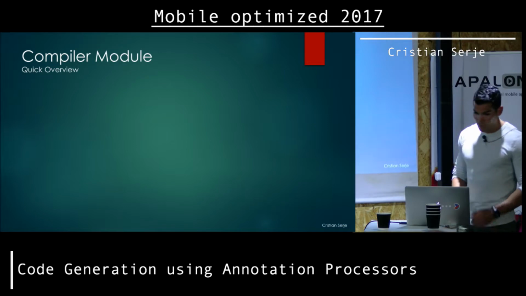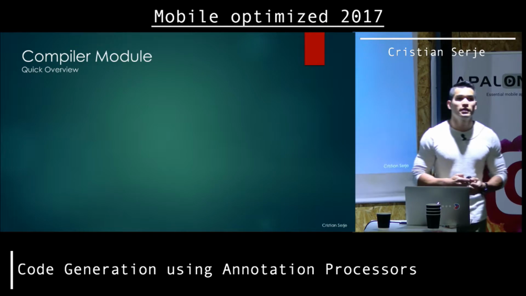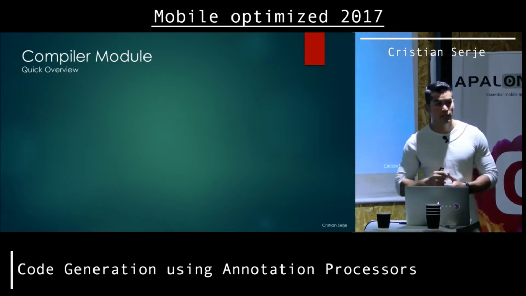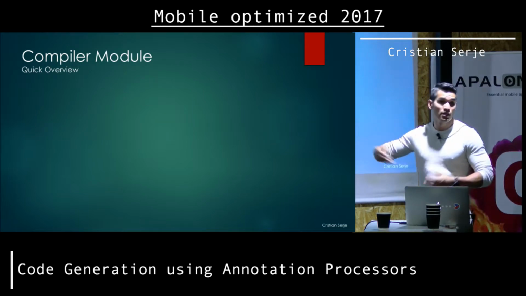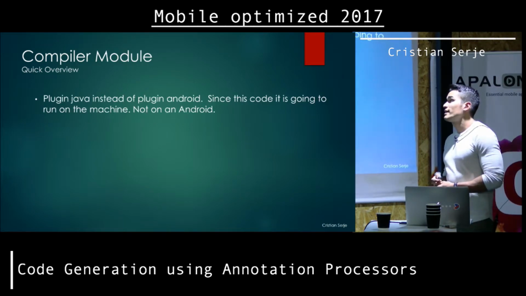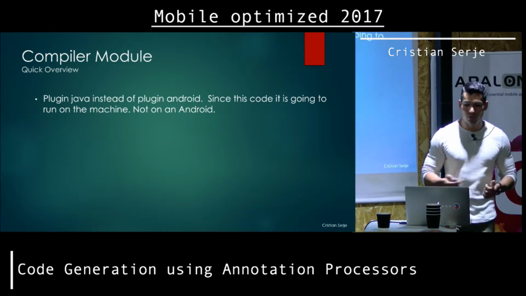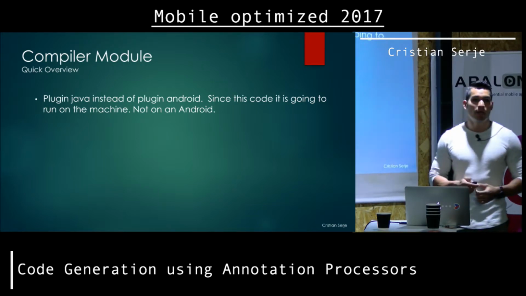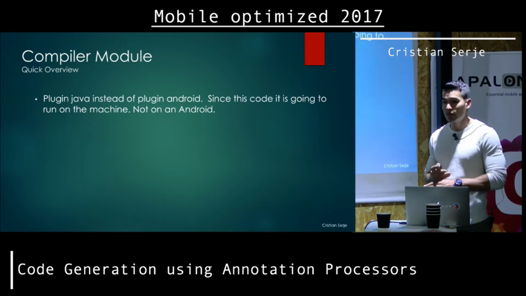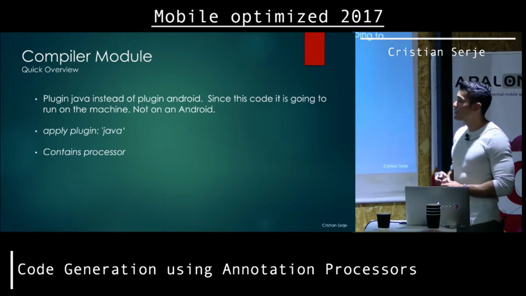So now we'll look at this a bit in the demo app. We have three modules: the normal module which has the annotations, another one that is the compiler module, which is the important one, and the other module where I have the app. Now let's talk about the compiler module. It is a simple Java plugin. Those of us in Android are used to doing apply plugin Android. In this case, it's a Java app because it's going to run on your machine. It's not related to Android at all. That's why you do apply plugin Java instead of Android.